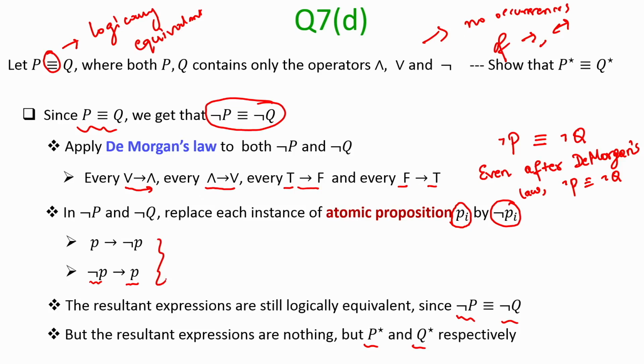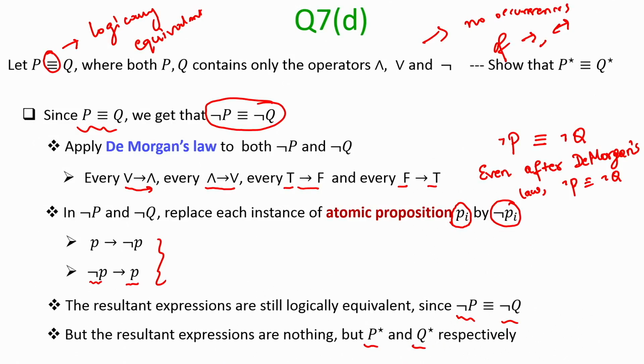And now, if I apply this substitution of replacing each atomic proposition by its negative form simultaneously in the left hand side part and in the right hand side part, the resultant expressions will be still logically equivalent. In this whole process, starting with P and Q, I have brought down P to P star and Q to Q star, and the logical equivalence of both the LHS part and RHS part is retained. And that shows that if you start with two logically equivalent statements, their duals also will be logically equivalent.